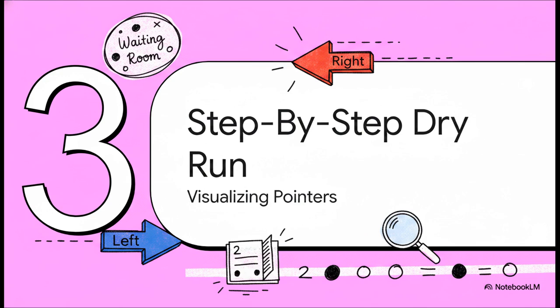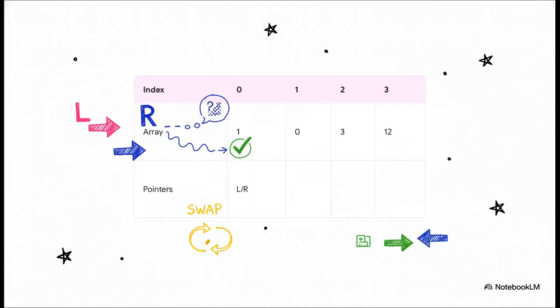Section 3. Step-by-step optimization. Let's do a dry run. We are going to do a visual dry run, kind of like a flipbook animation. Think of our left pointer as the waiting room. It's reserving the exact spot where the next non-zero element should go. The right pointer? That's our scout, running ahead to check if an element is a zero or a non-zero. Let's say our array is 1, 0, 3, 12. Both pointers start right at index 0.